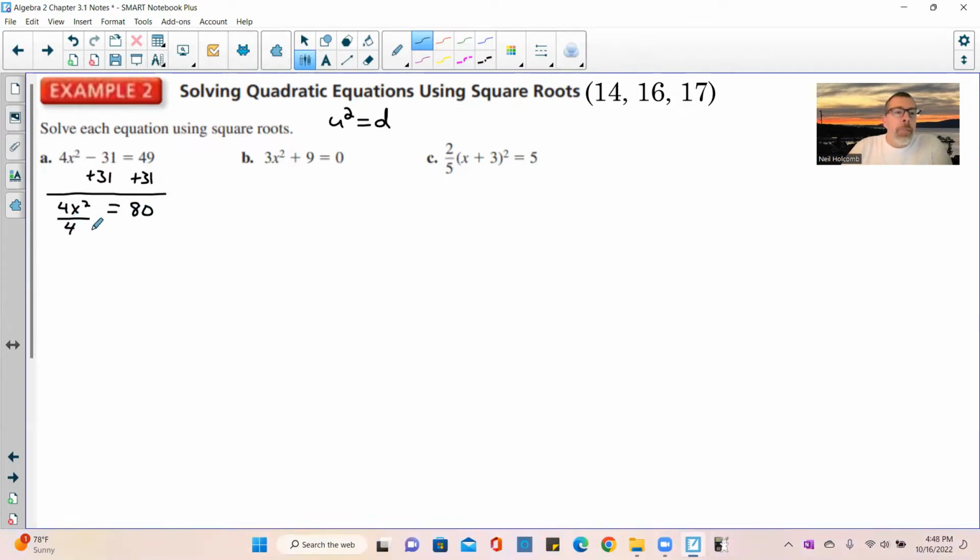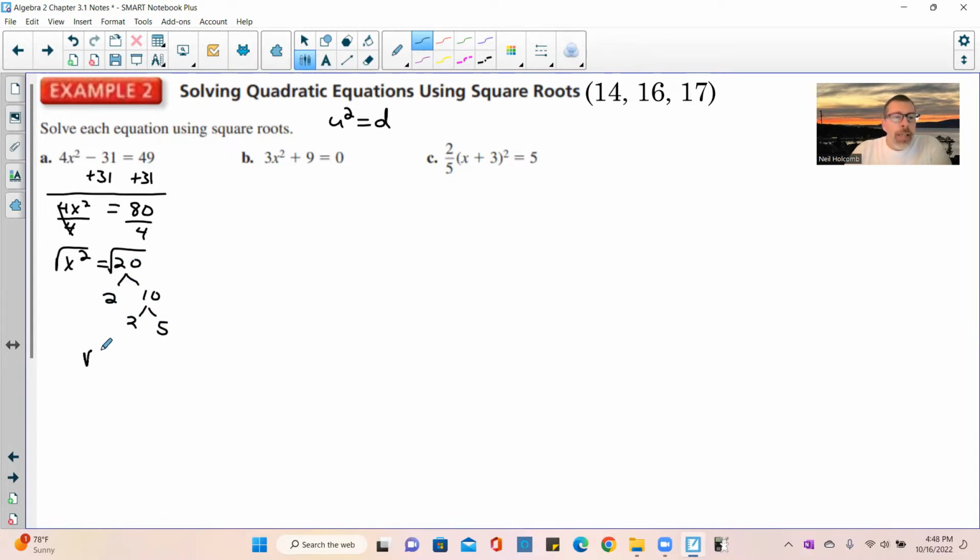Divide both sides by 4. And I get x squared equals 20. I take the square root of both sides. And I'm going to get, now remember when you do square roots, you should do a factor tree. 2 times 10. And 10 is 2 times 5. And I'm going to show this just one time. So the prime factorization of 20 is 2 times 2 times 5.